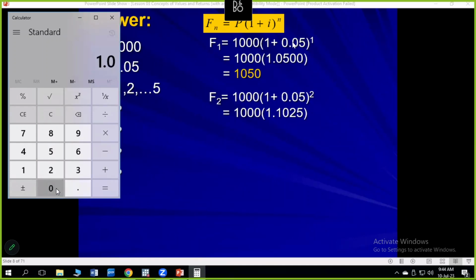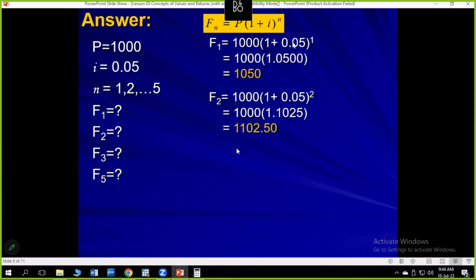You can use 1.05, and in the case of this one you get 1.1025. Up to 4 digits you can have. So the answer is obtained like this.